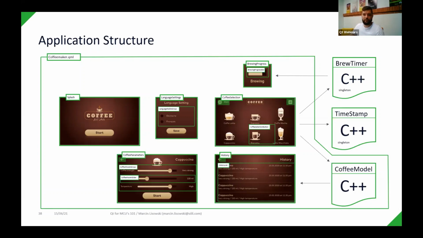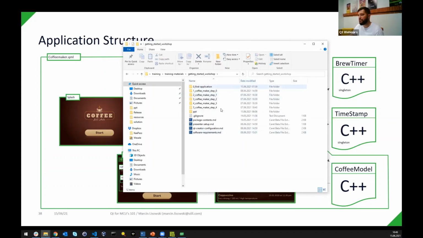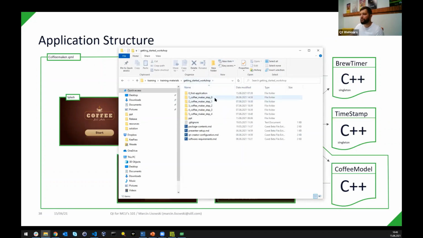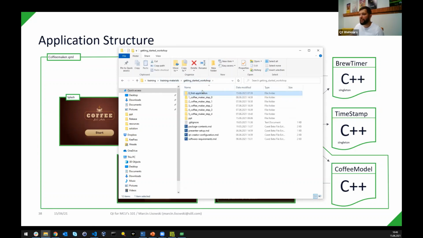All right, and I will show you how these training materials work. You will receive exactly the same copy of the files I have here. Each of those subdirectories contains some steps. This is the first application that I built in the command line, so this is just a solution for it. And each of those coffee maker steps are exactly the steps I will be doing in the live coding sessions. So right now I will be starting from coffee maker step 0.